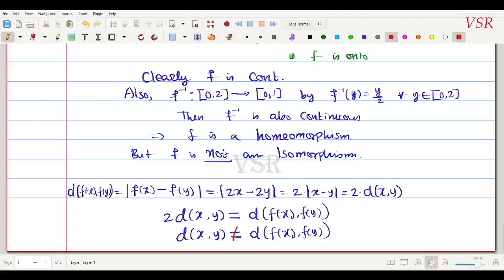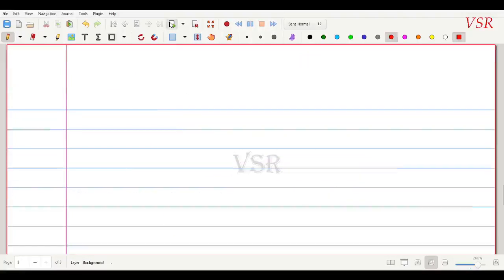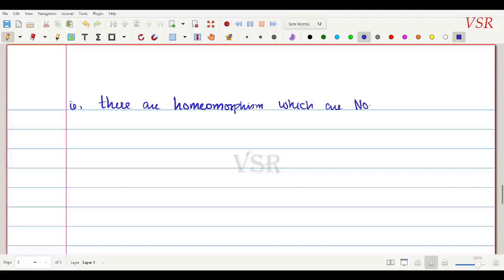So there are homeomorphisms which are not isometries. Okay, this is what I wanted to say. There are homeomorphisms which are not isometries. But every isometry is a homeomorphism.